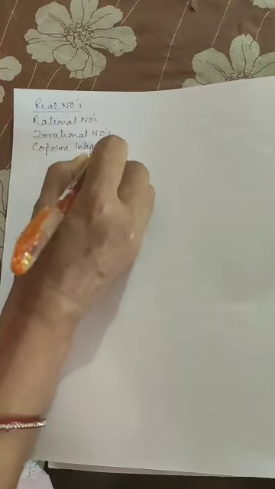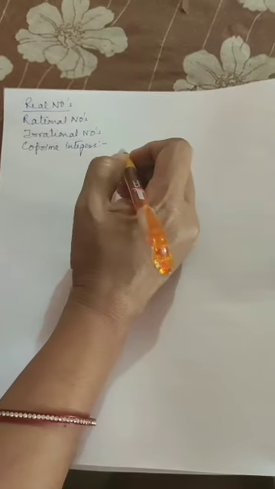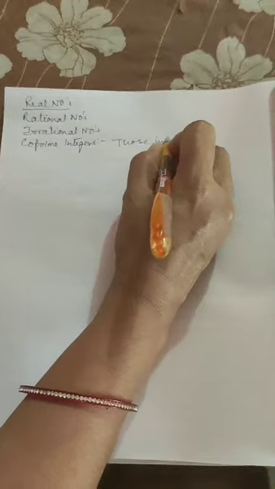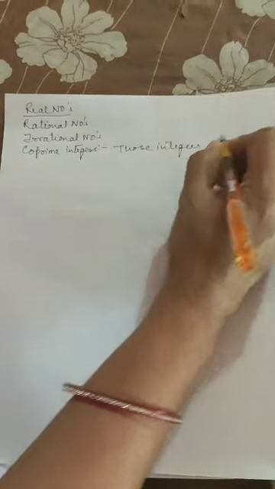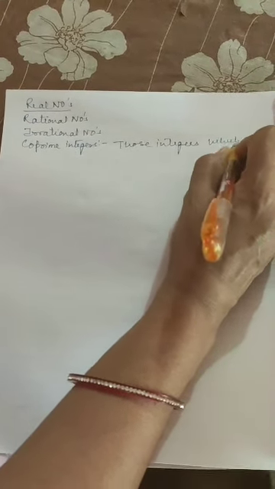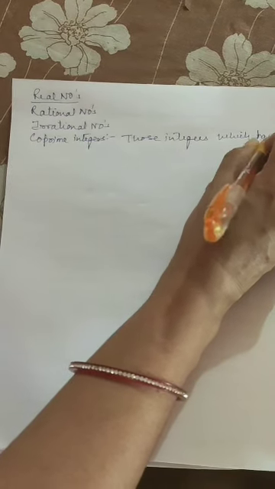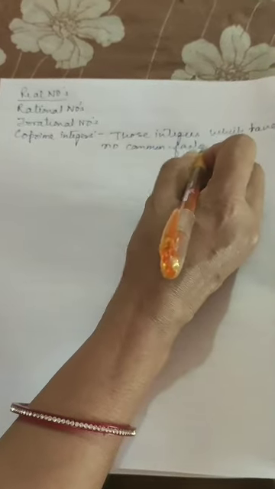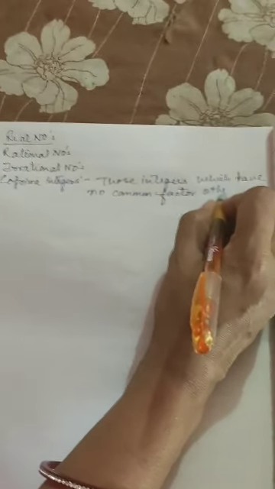Now, co-prime integers. They are those integers which have no common factor other than 1.